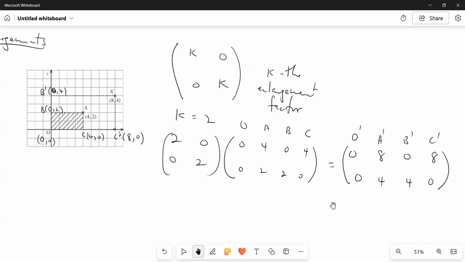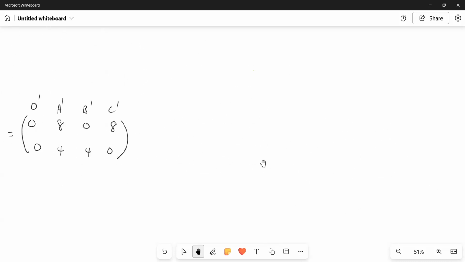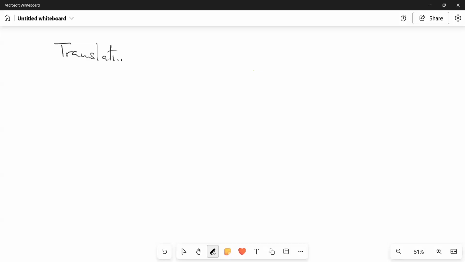Good. So let's move away from these and we go to translation, or the last one. Translation. Now, a translation really involves either a vertical, a horizontal, or both a vertical and a horizontal movement of a point, right? Again, let me give you an example.